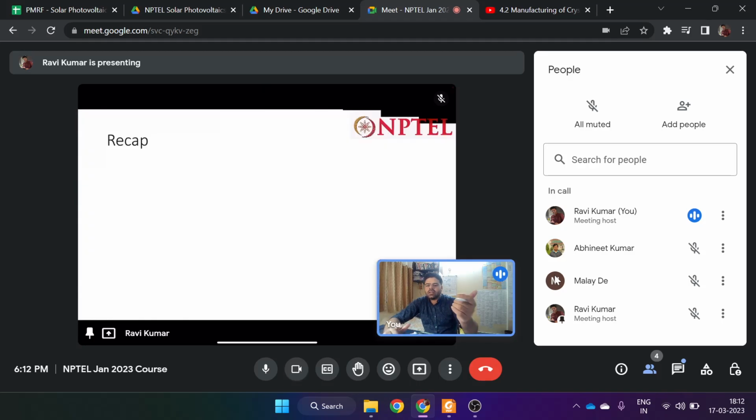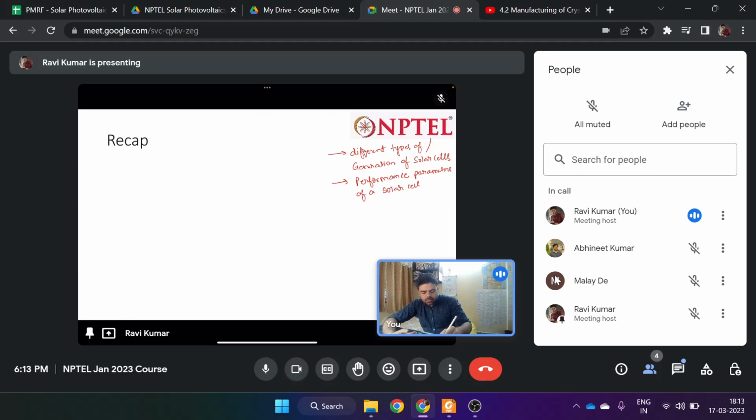So let's start with what we have done in the last class. We have seen different generations of solar cells, and we have seen the performance parameters of a solar cell, like PMPP, power at maximum power point, voltage at open circuit, current at short circuit, and fill factor and efficiency.